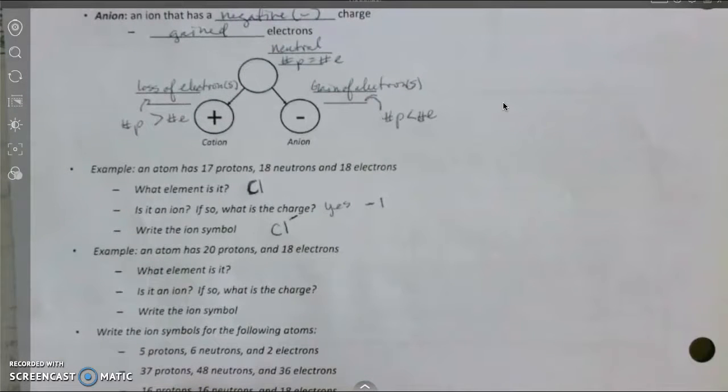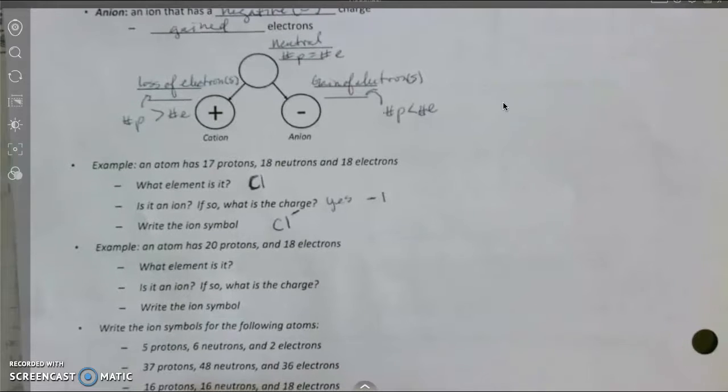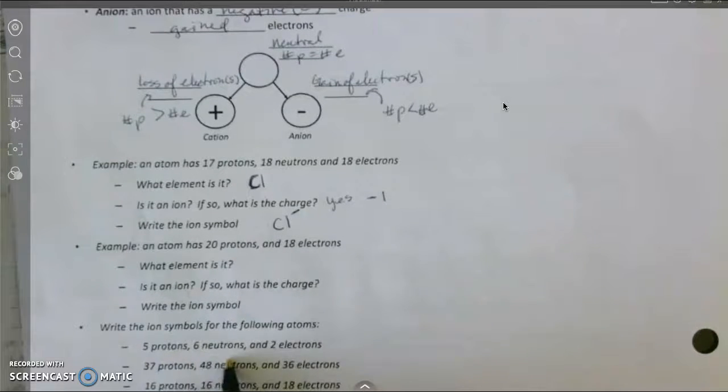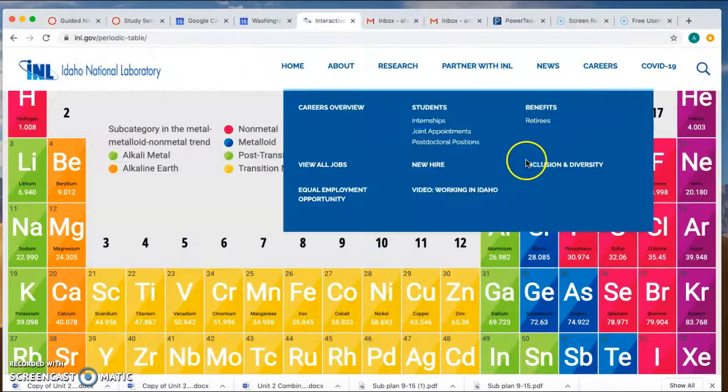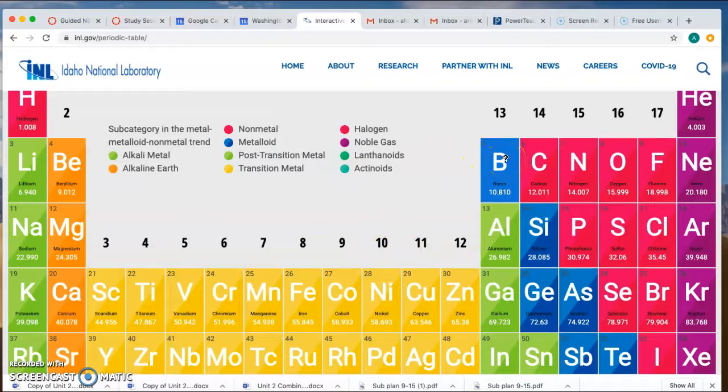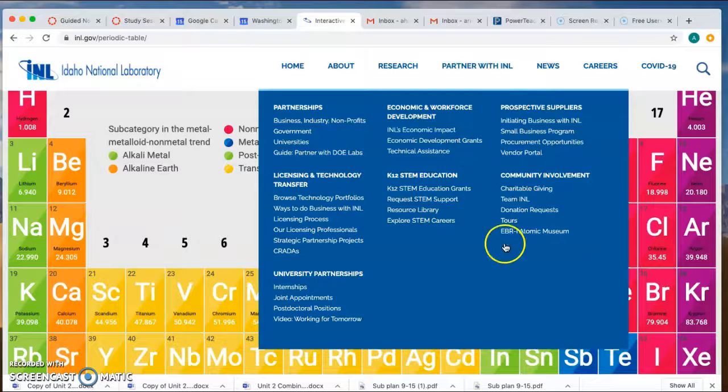Okay? So if we don't have that situation, like let's jump down to this one, 5 protons, 6 neutrons, 2 electrons. We want the ion symbol for the following atom. Okay? So we have 5 protons, so that would be boron. But we have 2 electrons and 5 protons, so we have 3 more positive charges than we do negative charges. So this would have an overall charge of +3. So let me turn.